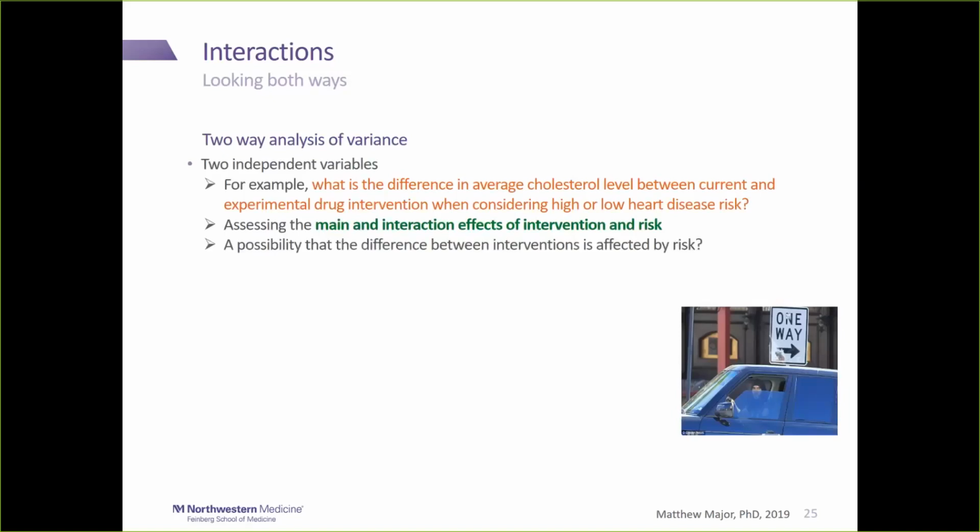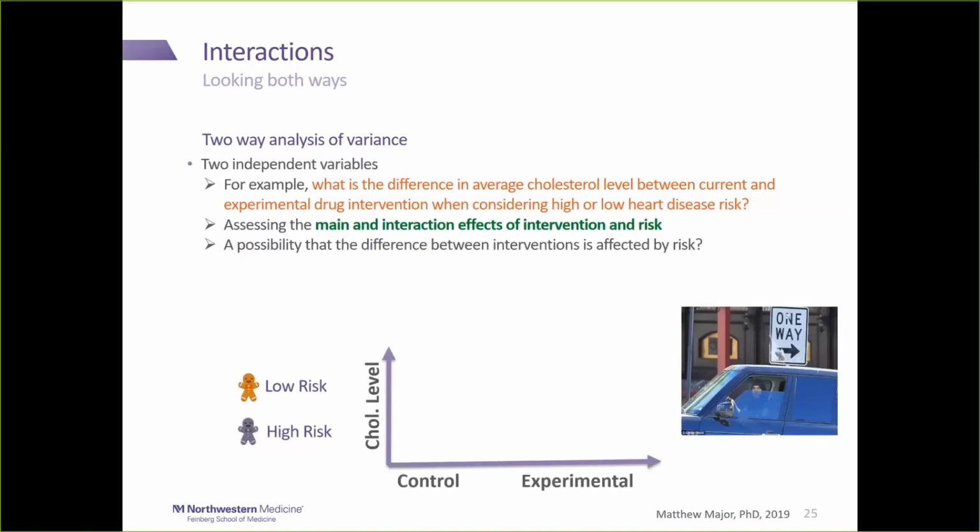We're asking the question essentially, is there a possibility that there's a difference between the interventions and is it affected by risk? So for instance, we might have two cohorts again, testing controls and experimental. Within each one of those groups, we have low risk and we have high risk. So in the control, they may be at this level for cholesterol level. In the experimental group, it seems that both of them are moving in the same direction. Doesn't matter if they're low risk, it doesn't matter if they're high risk. The experimental group has a higher cholesterol level.